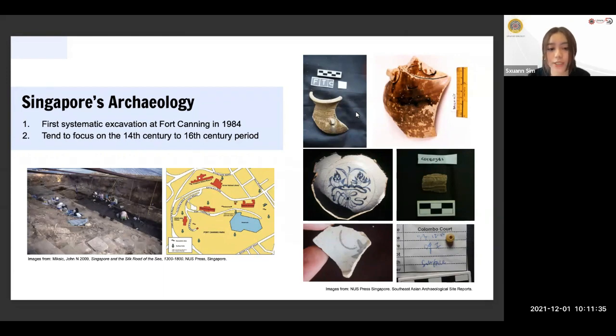I've also included a couple of pictures of the 14th to 16th century artifacts that have been excavated across Singapore. As you can see from the slide, we see Chinese stoneware, porcelain, Sukhothai porcelain, glass beads, and also locally produced earthenware. You can find all of these pictures and more information about them in the Southeast Asian archaeological site reports on NUS Press if you are interested.